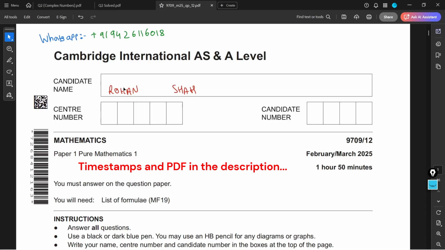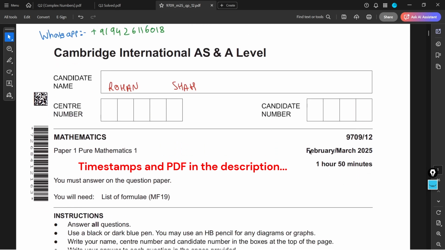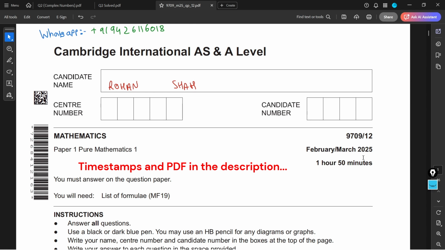Hi everyone, it's Rohan this side, and in this video I'm going to show you how to solve this entire Pure Mathematics 1 paper, Variant 2, that appeared in the Cambridge examinations during their February-March 2025 sessions.